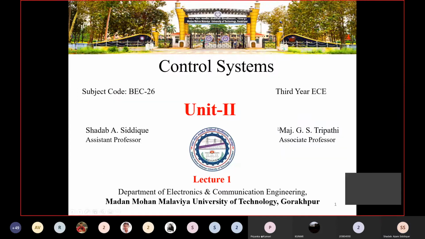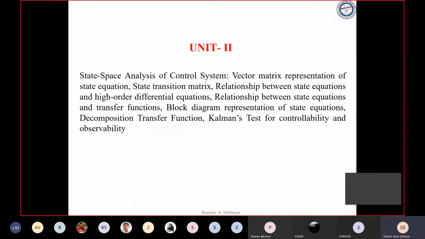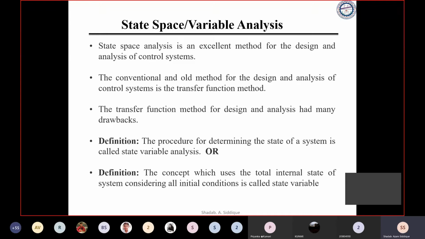Okay, let me start. In the last class, we were discussing Unit 2, that is state space analysis of control systems. In that, we went through the state space analysis and the definition of state variable analysis.